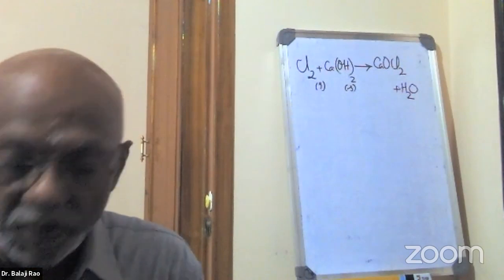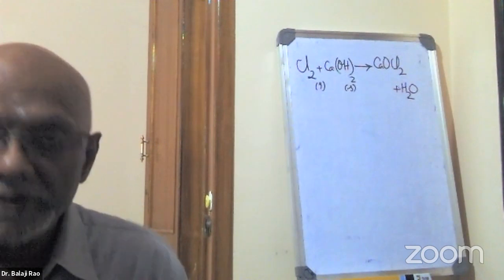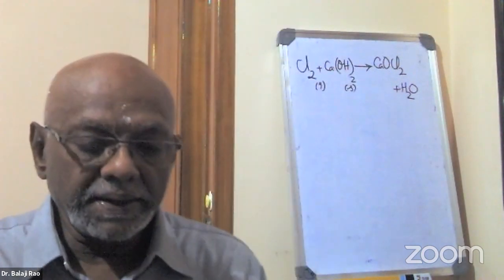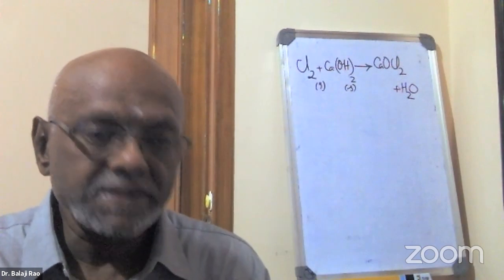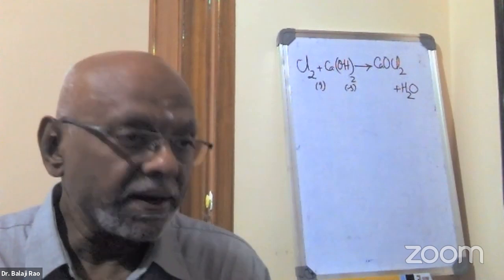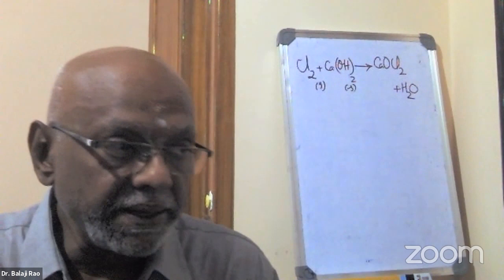Calcium oxychloride, as we now call it, CaOCl2, is called calcium oxychloride. Calcium oxychloride is what we call bleaching powder. We all know where it is used. To begin with, it is used to bleach cotton.